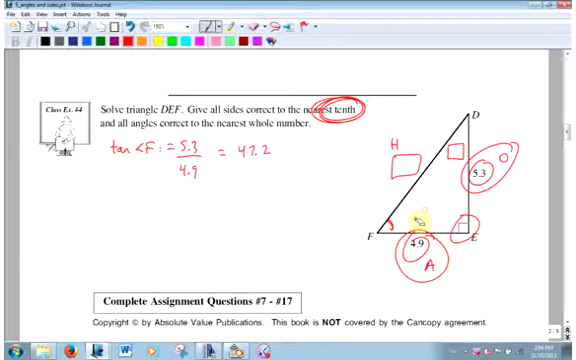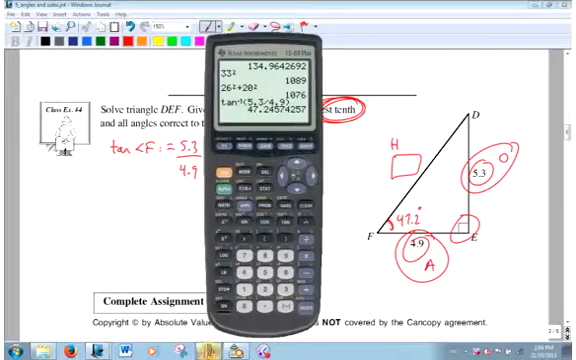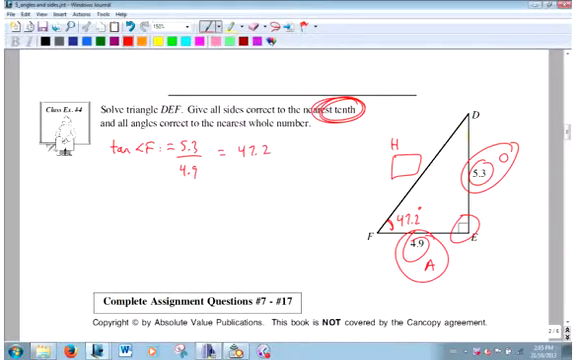Okay? What next? Doesn't matter. Let's get the other angle. What would be the shortcut? What's 180 minus 90 minus 47.2? 42.8. Okay?